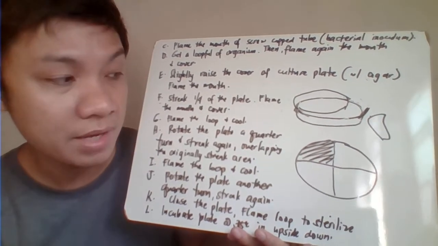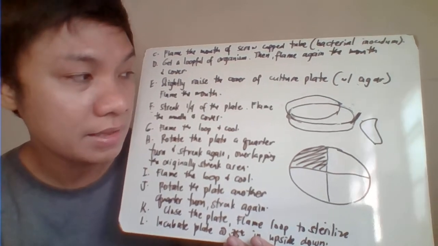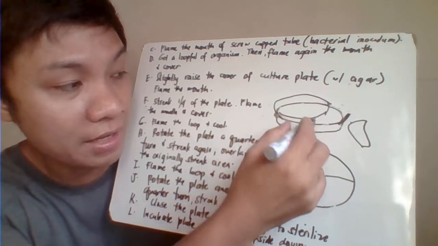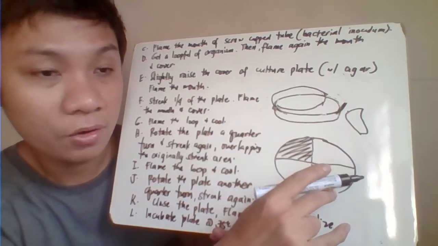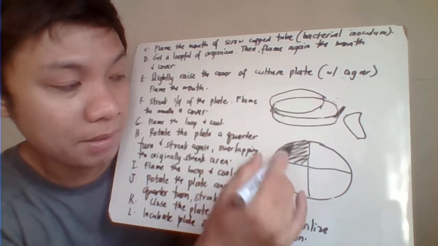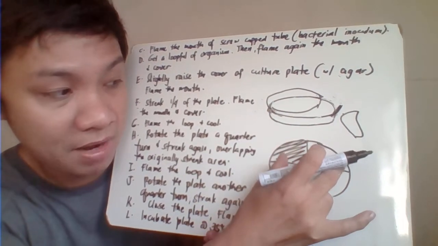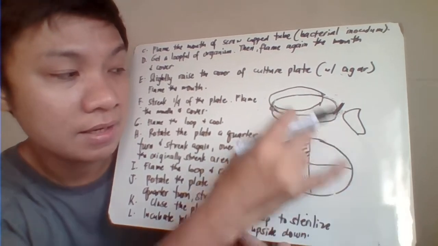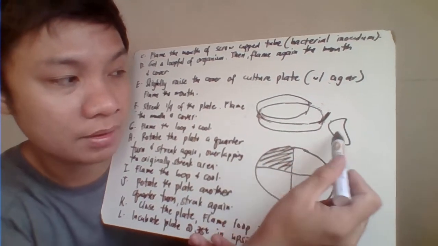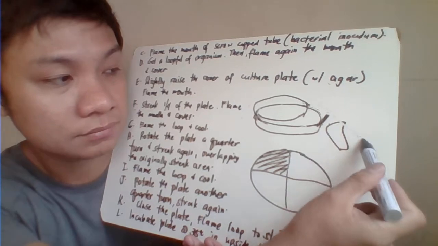Okay, that's your first quadrant. After you streak that already, you try to cover. Cover mo ulit ito. Before you cover, i-close mo ito, i-try to flame mo ulit ang mouth nito. Okay, ulit, pag nag-streak ka na, i-flame ang mouth nito ng petri dish natin. Try to cover. Okay, and then your inoculating loop, okay, i-flame mo din siya.